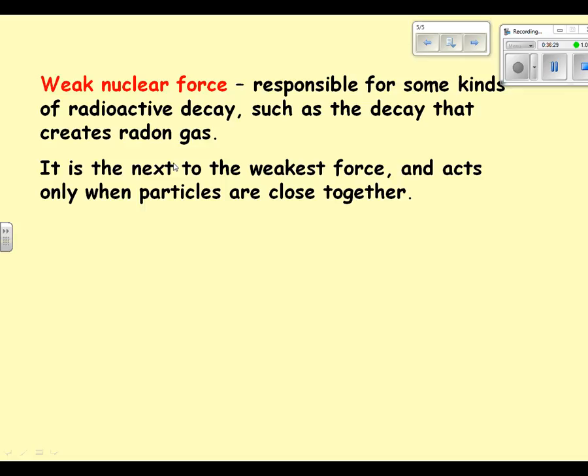The weak nuclear force is responsible for certain kinds of radioactive decay, such as the decay that creates radon gas. Does anyone know what radon gas is? Radon gas is a radioactive gas. It is in all of your homes. It is particularly prevalent in Canada, even more so in Manitoba, and of all of Manitoba, the worst place is the Parkland region. I hate to tell you this, it causes lung cancer. It's the second leading cause of lung cancer in Canada, even worse if you happen to be a smoker.